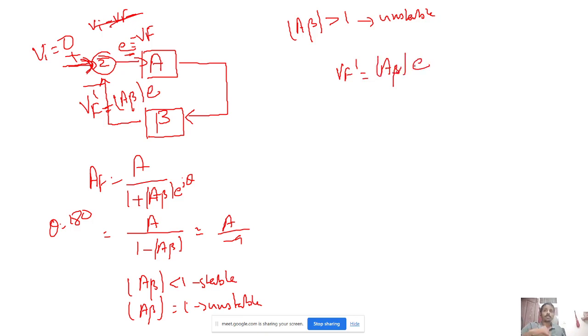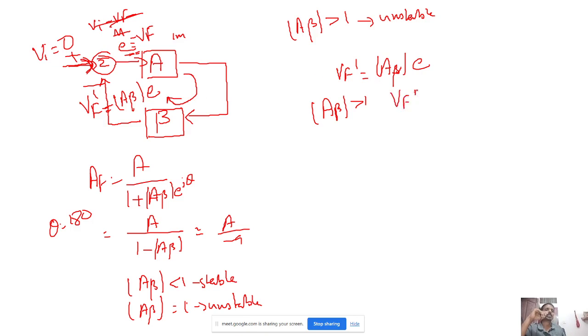Whenever there is some noise here, practically, whenever we implement a circuit and give some bias signal, there will definitely be some noise floor. That will create an error signal here. It may be very low, for example 1 millivolt or some microvolts, but that is multiplied by A beta. If A beta is greater than 1, in each loop this Vf will increase.